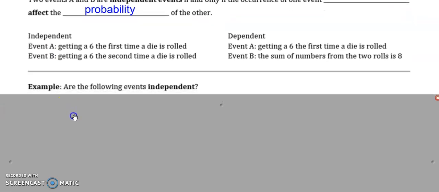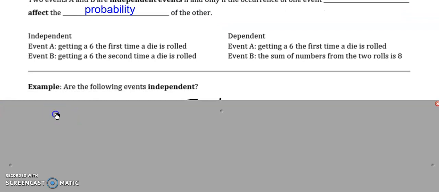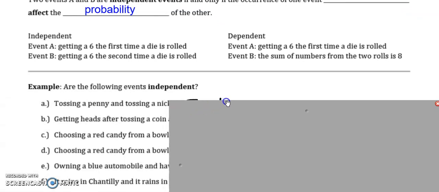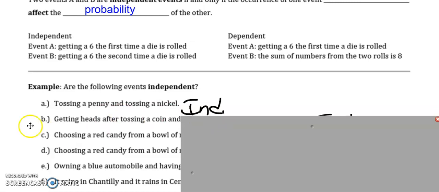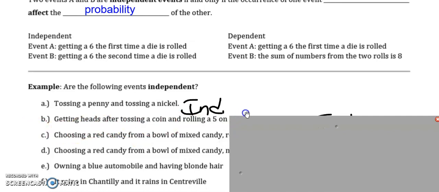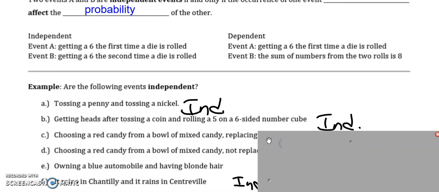So as we go through these examples, if I toss a penny and a nickel, the probability of the penny does not impact the probability of the nickel. That would be independent. Getting heads on tossing a coin and rolling a 5: one event has no impact on the other. That's also going to be independent.